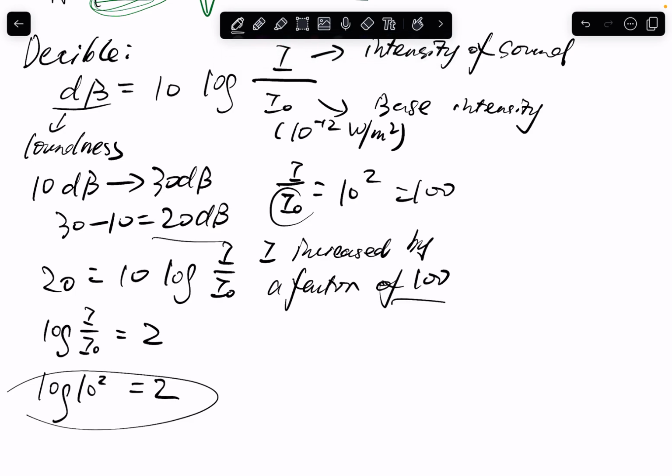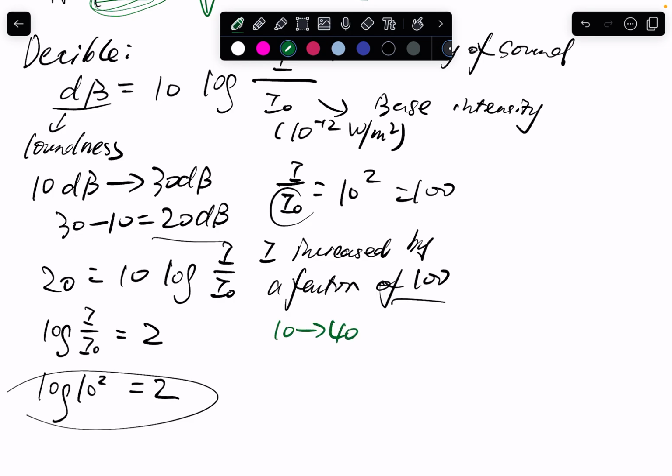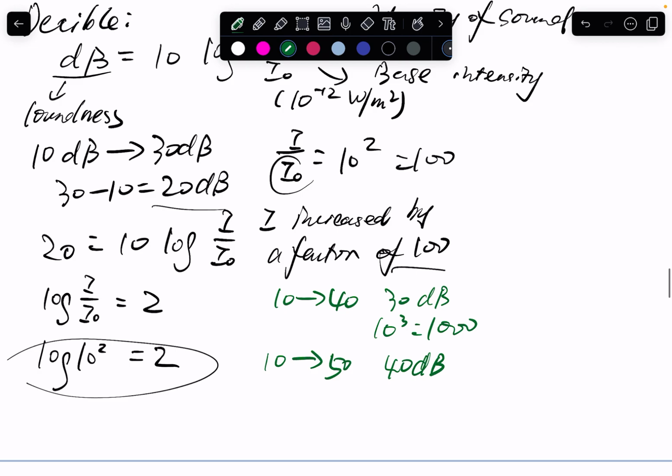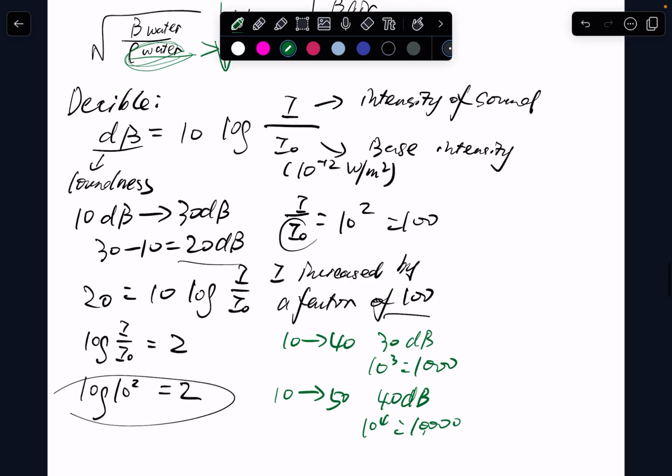Let's do a couple more examples. What if the decibel changes from 10 to 40? The difference is 30 decibels, which gives me 10 to the 3, so 1,000. What if it goes from 10 to 50 decibels? Then the difference is 40 decibels, and that gives me 10 to the 4th, so 10,000. The intensity increased by a factor of 10,000. So that's how you quickly do it.